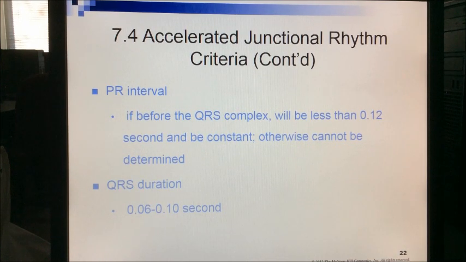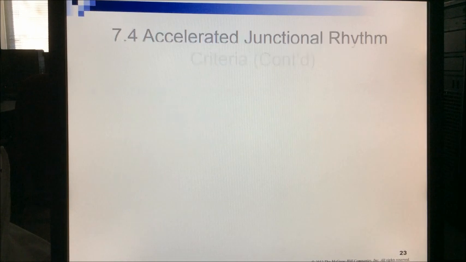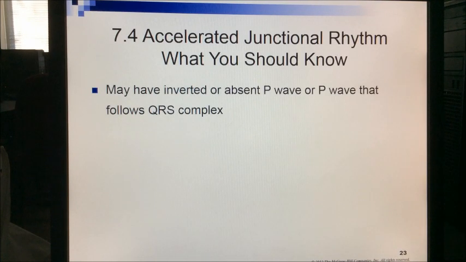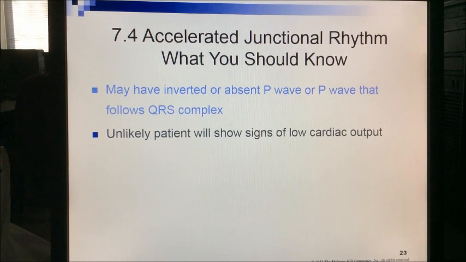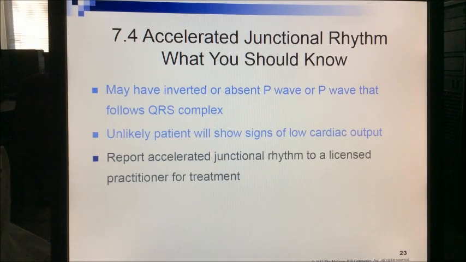Remember, the QRS complex represents depolarization of the ventricles, and that's still happening like it's supposed to, so that's still going to be normal. So things you need to remember: the P wave will either be inverted, negatively deflected, or it could be absent altogether if it's hidden in the complex. Very unlikely that the patient will show signs of low cardiac output with this, because their heart is working overtime to have a normal heart rate, 60 to 100. So they're actually getting the cardiac output they should.